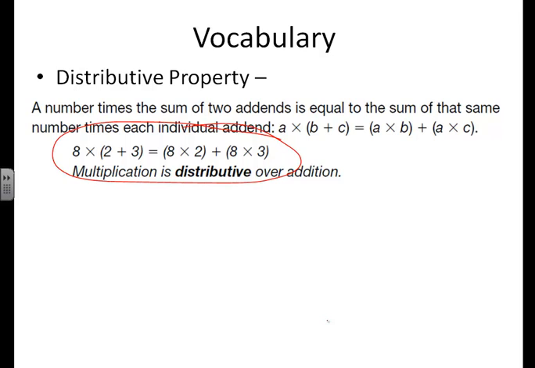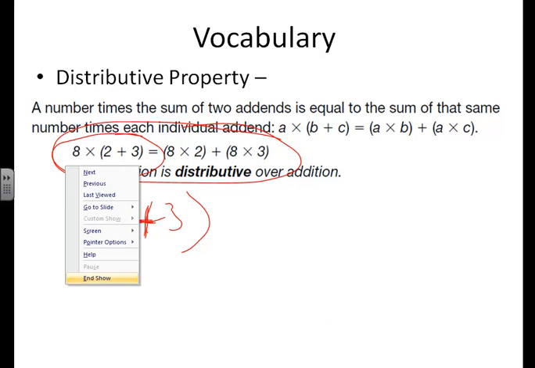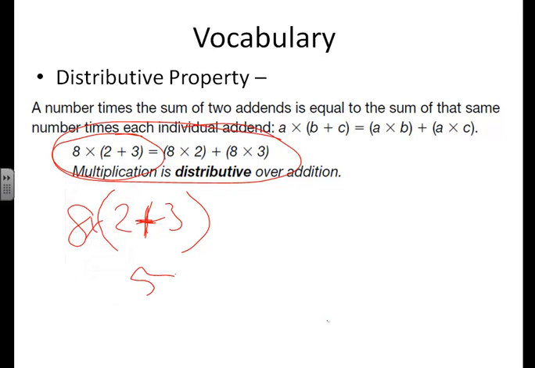Right here, 8, and this is how they write it. They don't put the times sign in here. Just the fact that it's sitting next to the parentheses means that it's 8 times whatever's inside these parentheses. Now, our order of operations tells us we do parentheses first, so you could do that and make this 5. So 8 times 5, your answer is going to be 40.